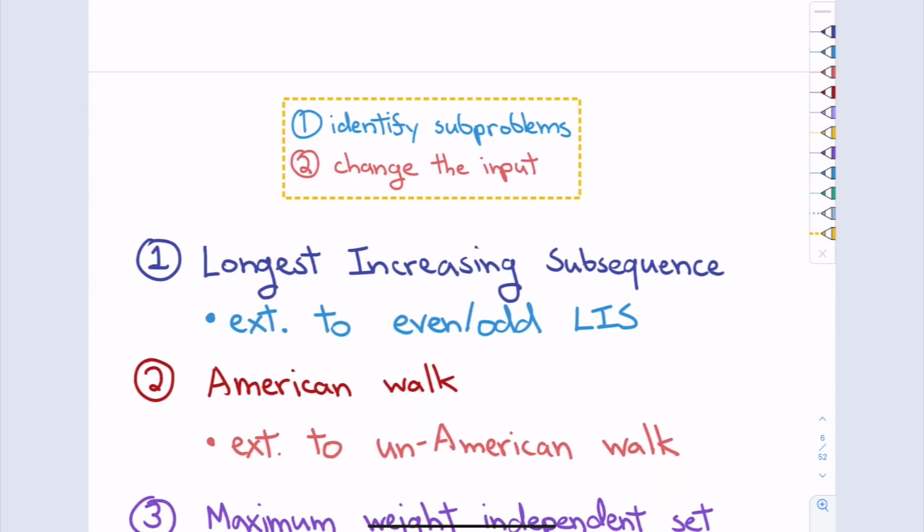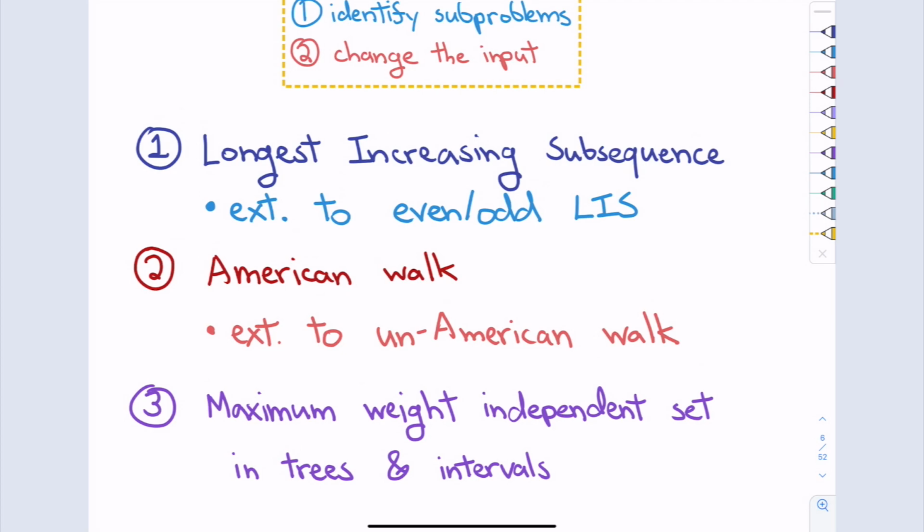So the problems I had selected, and I have an iPad so I can do other things, was the longest increasing subsequence problem and the extension to the homework problem. Another was the American walk problem and the extension to the un-American walk problem. Okay, and then I wanted to give an example of dynamic programming on trees and intervals too, besides sequences. So I chose an independent set, but it could have been dominant set or any other problem. I wouldn't have to change the slides too much. Okay, so that was the plan I had prepared, and then I can always make more space on the iPad and do other problems and stuff like that. But you have to let me know.